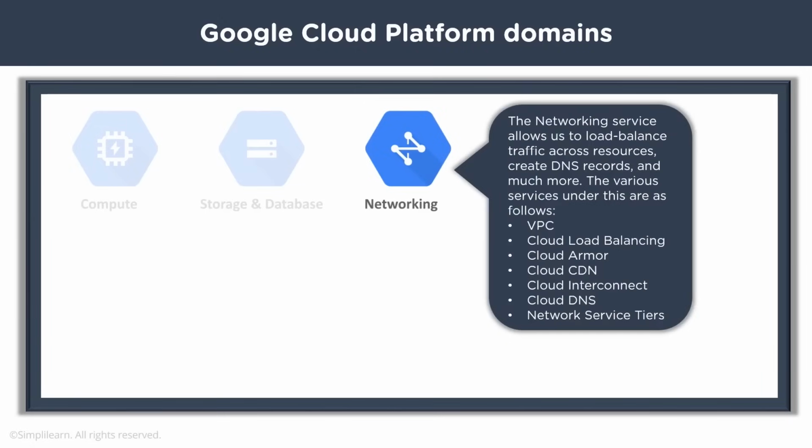When we talk about networking, the networking service allows us to load balance traffic across resources. Now, as I mentioned earlier, resources could be the different resources which you would be using from a cloud platform, such as your devices, your instances, memory optimized or CPU optimized instances, or other resources, creating DNS records, and much more. Various services under this are VPC, that stands for Virtual Private Cloud. You have Cloud Load Balancing, Cloud Armor, Cloud CDN, Cloud Interconnect, DNS, and Network Service Tiers.